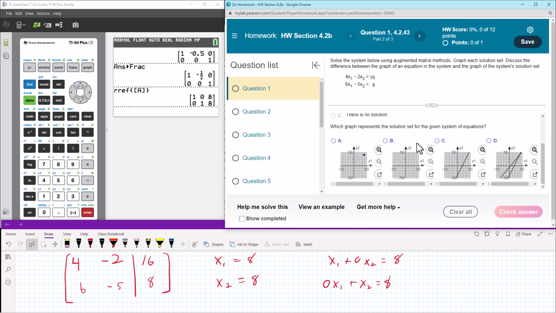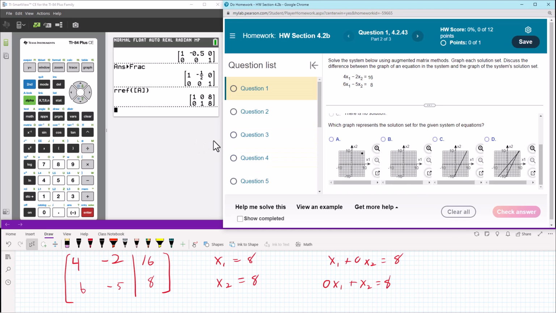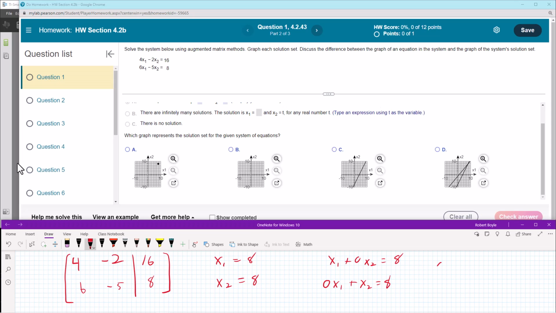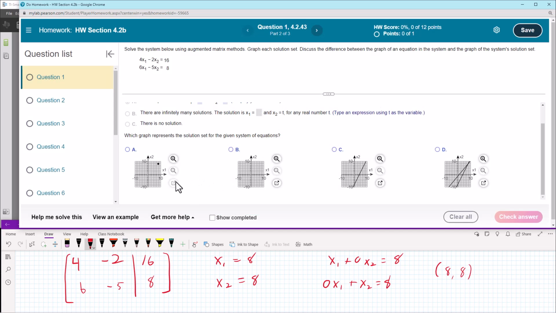Now for the next part, we need to plot the solution. And the question here is, which graph represents the solution set for our given system? Now remember, the solution set is a point, and it is the point 8, 8. It is not a line. So it can't be C or D because those are lines. Well, let's take a look at B. I'm going to look at B first because I already know that the answer is A. Well, there's nothing plotted, so it certainly can't be B. The answer here is A because the solution set is the point 8, 8. So all you need to do is recognize that, click A, and you're good to go.